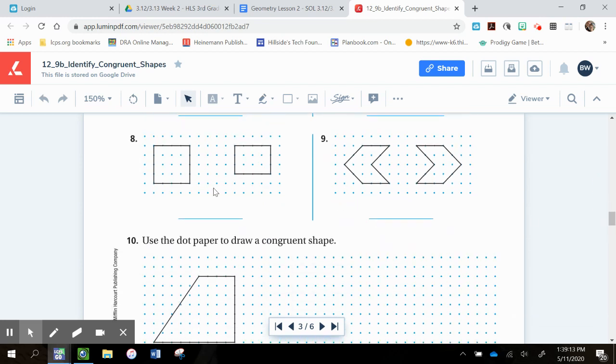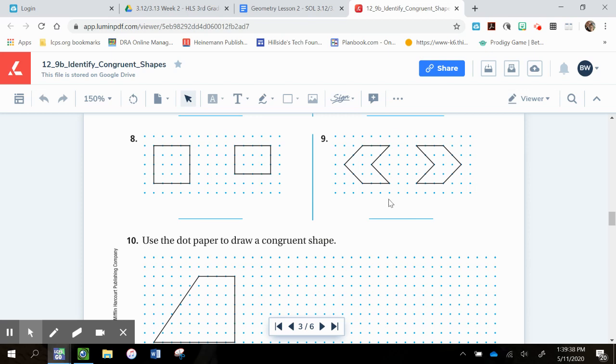Looking at number 8, these two do not look congruent to me, but we'll check. So the top is 1, 2, 3, 4. Down is 1, 2, 3, 4. So this is a square. Here, the top is 1, 2, 3, 4. But this side is only 1, 2, 3. Okay? So they're not congruent.